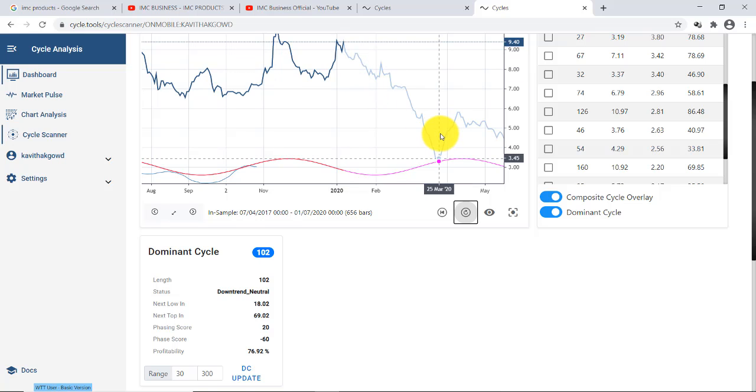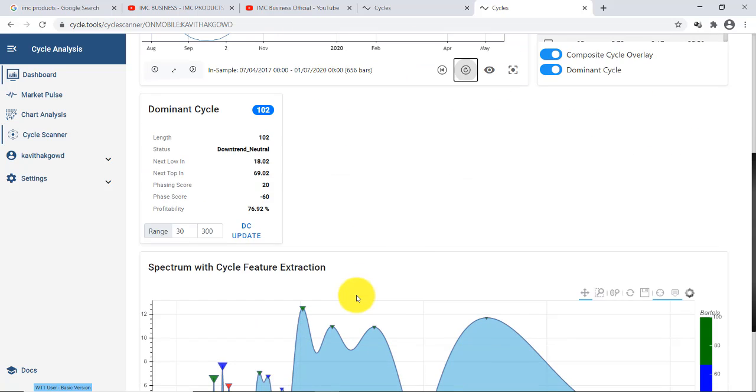January to March, 3 months. Downtrend neutral. Next top in 69 days. Next low in 18 days. 6th January. So it's not accurate. It's a wrong cycle.